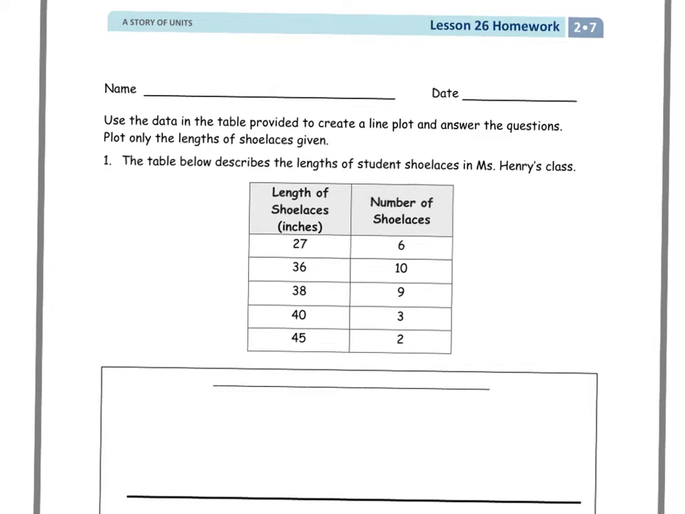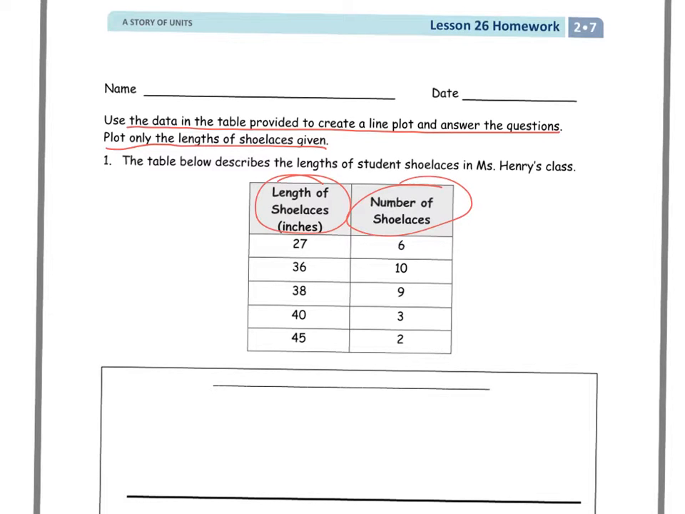Hello everyone, this is Grade 2, Module 7, Lesson 26 homework. The directions state, use the data in the table below to create a line plot and answer the questions. Plot only the lengths of the shoelaces given. So the table below describes the length and then the number of shoelaces.